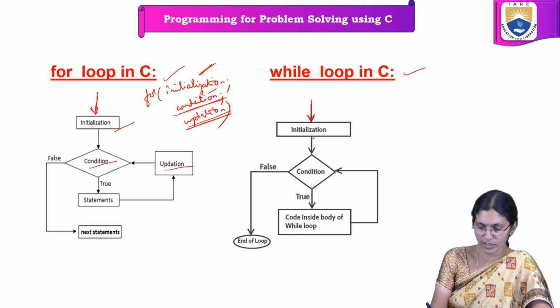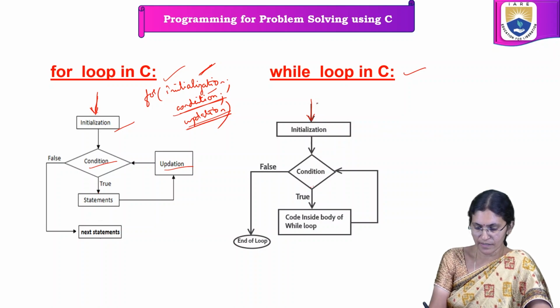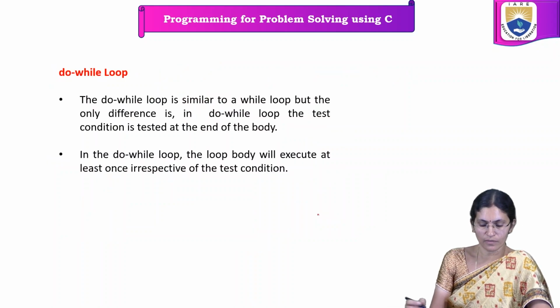So here also there is a flowchart. With the help of this flowchart, we can understand the flow of control in the while loop. First initialization is done, then the condition is checked. If this condition is true, the code inside the body of the loop is executed. If it is false, then the control will be transferred out of the loop.